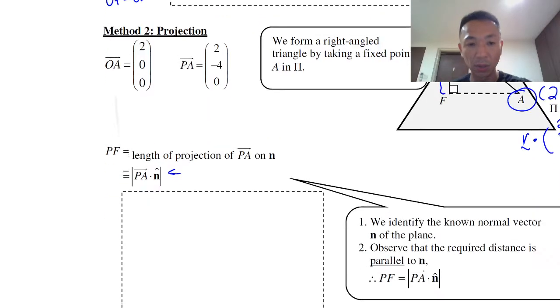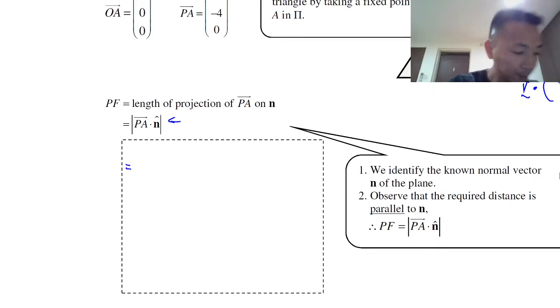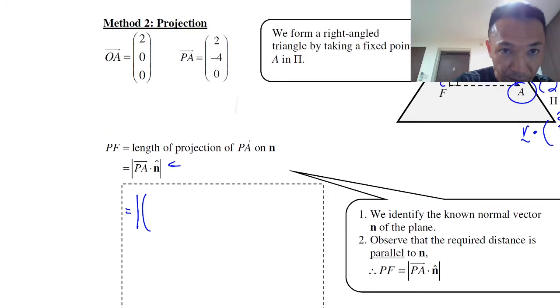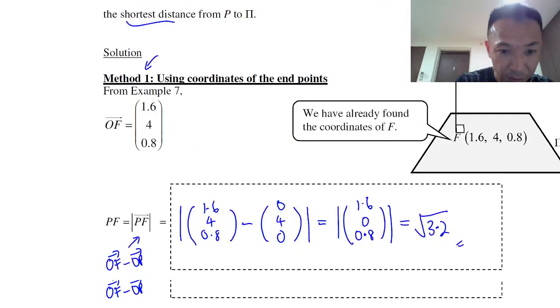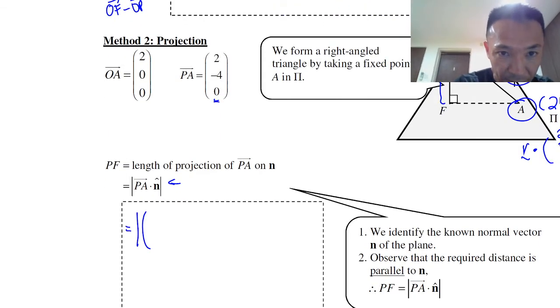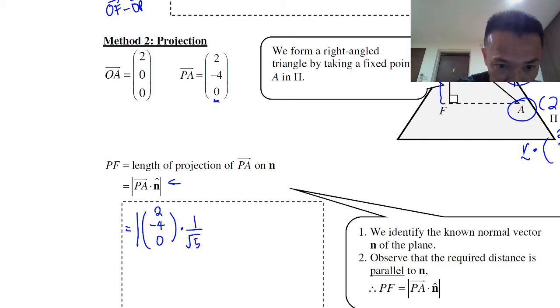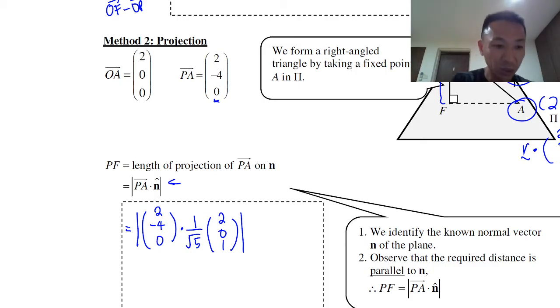Alright, so let's put the numbers in. PA is (2 minus 4, 0), dot n hat, which is 1 over root 5 times (2, 0, 1). That's it. And we can easily do the dot product. You get 4 over root 5. Now, this one was actually your square root 3.2 earlier. It just doesn't matter. It's whichever way.